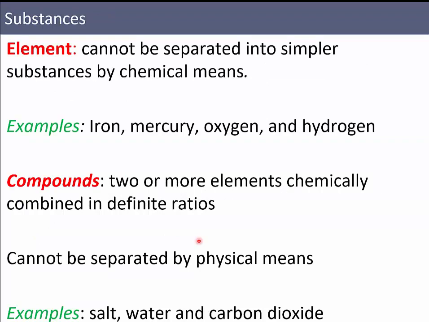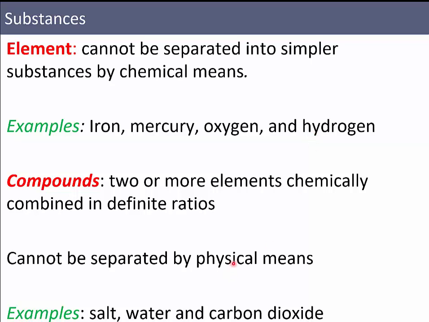An element cannot be separated into simpler substances by chemical means, and it is defined, as we will find out, by the number of protons in that atom. Examples: iron, mercury, oxygen, hydrogen are all elements that you should be familiar with. Compounds are 2 or more elements chemically combined in definite ratios. So H2O, 2 hydrogens, 1 oxygen. SiO2, 1 silicon, 2 oxygen. And these cannot be separated by physical means.